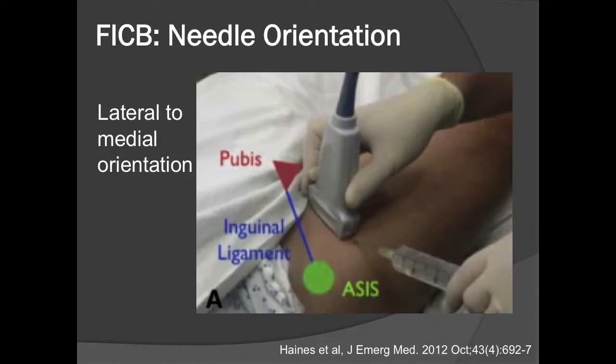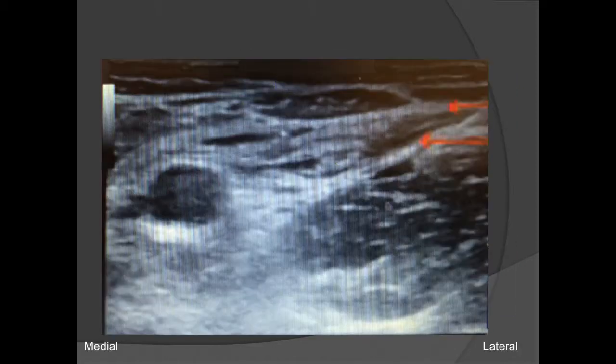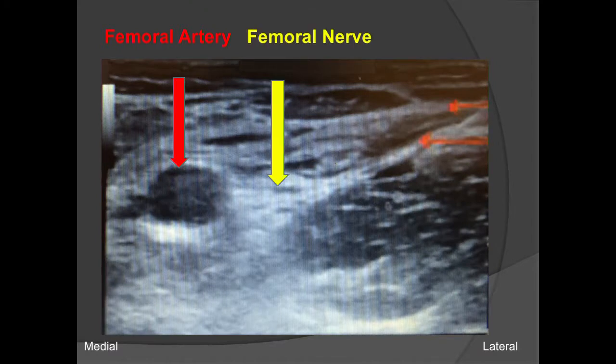So same technique, lateral to medial orientation. You're going to have your in-plane approach. You're going to watch your needle the whole entire time. And so you can see here, there's your artery, there's your nerve, and then here's your two fascial planes. There's your fascia lata and your fascia iliaca. So you can see you've got to get below those two planes to go ahead and inject your anesthetic.